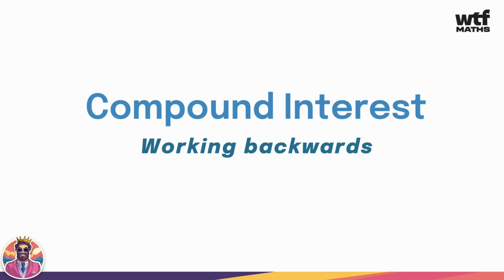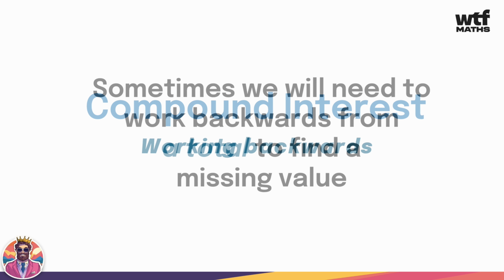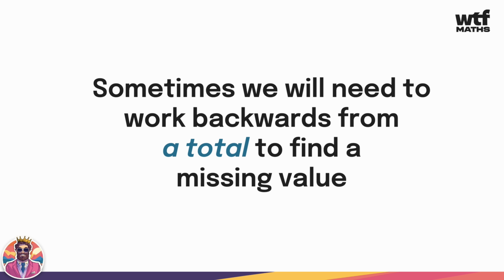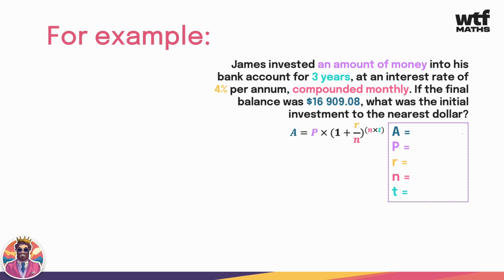Hello, today we're looking at compound interest again, but this time we're going to be working backwards to find missing values. Sometimes we will need to work backwards from a total that we know to find a missing value. For example, James invested an amount of money into his bank account for 3 years at an interest rate of 4% per year, compounded monthly. If the final balance was $16,909.08, what was the initial investment to the nearest dollar?